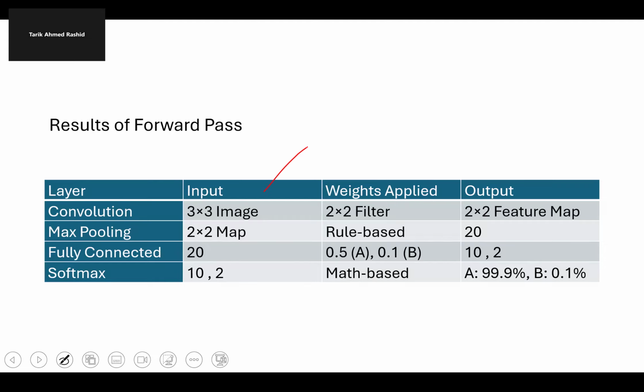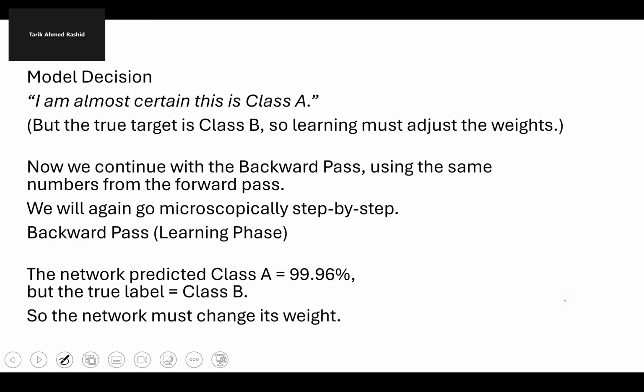This is the image, the filter, the feature map, and then max pooling, and the output of the max pooling is 20. Fully connected, 20 multiplied by 0.5, 20 multiplied by 0.1. So you get these two outputs, and then softmax was implemented. You'll get A is 99.96 and B is 0.04. Now we know that this is certainly class A, but the target is B. Therefore, we need to adjust the weights because the target is label B.